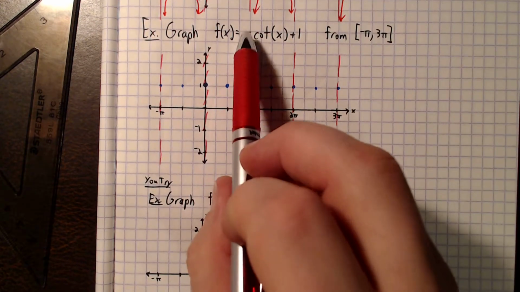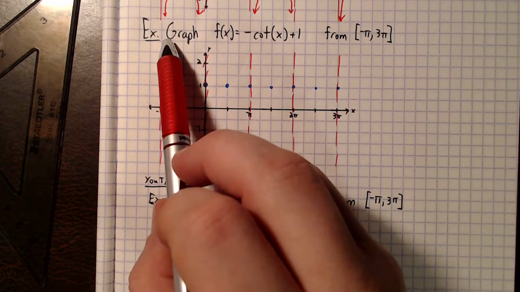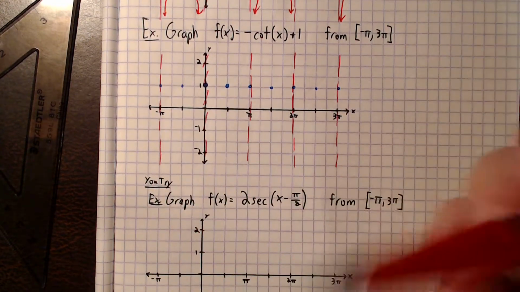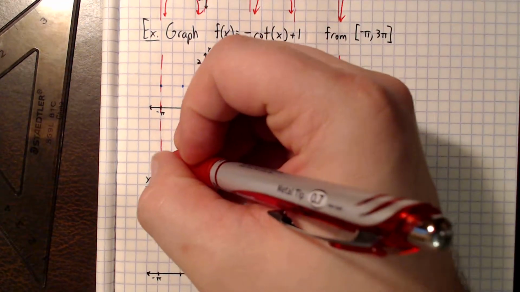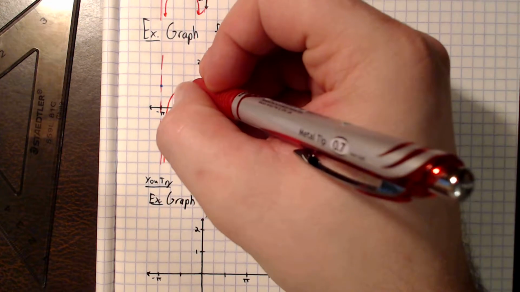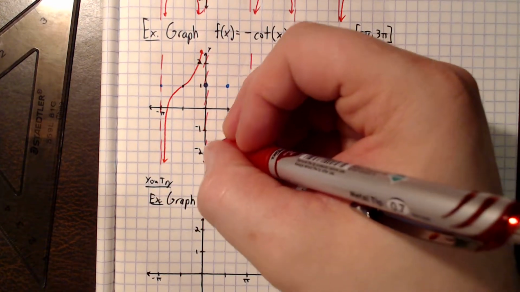But we also have a reflection. So instead of it going from top to bottom, it's going to go from bottom to top. So we start from the negatives, we go up, we hit that middle point, and then we go up from there. And then we just repeat it.